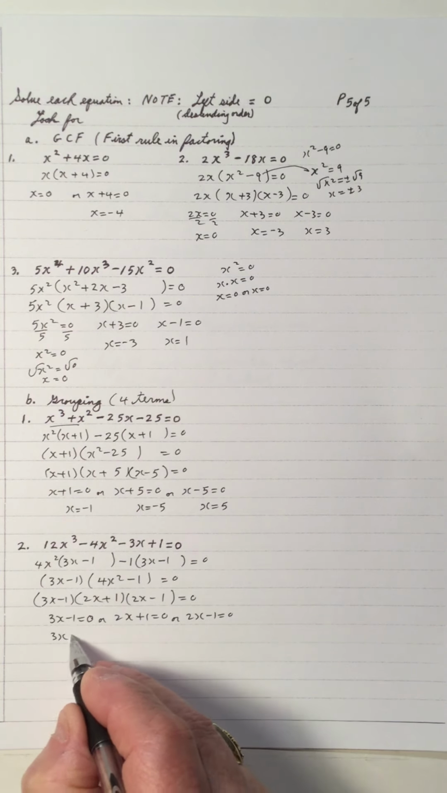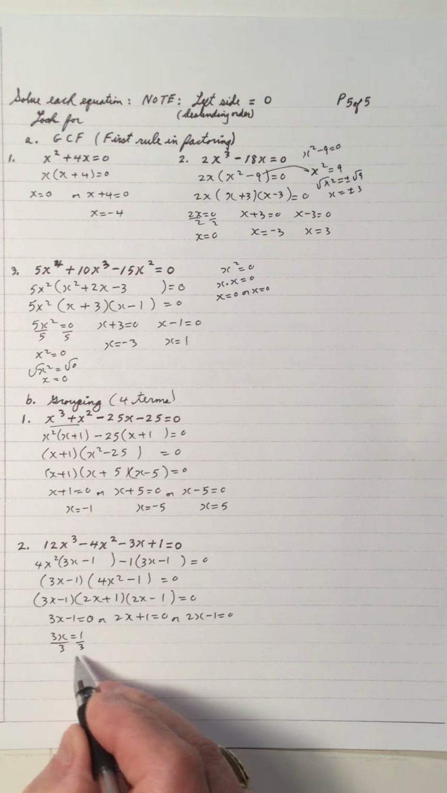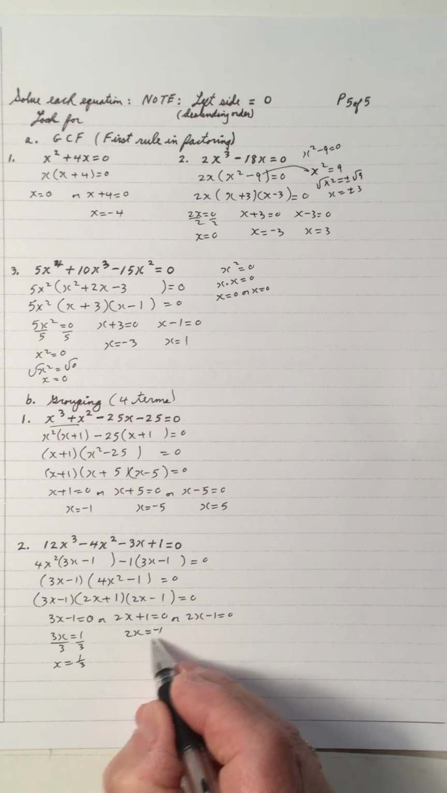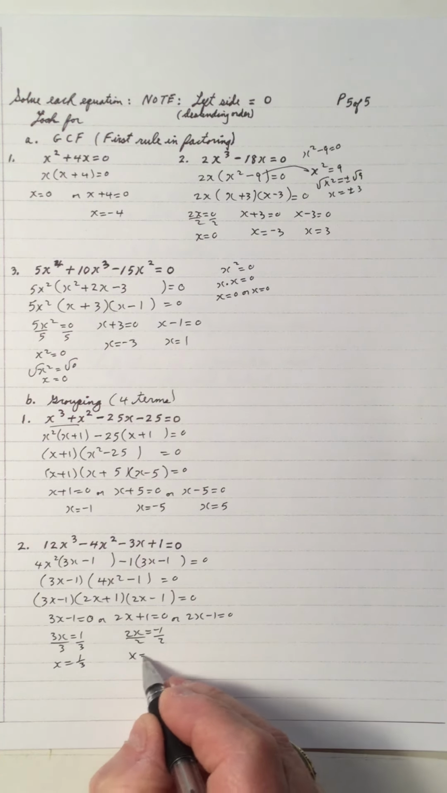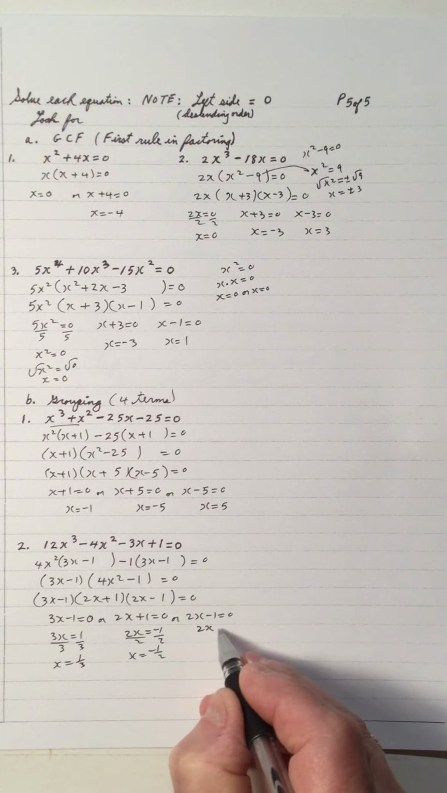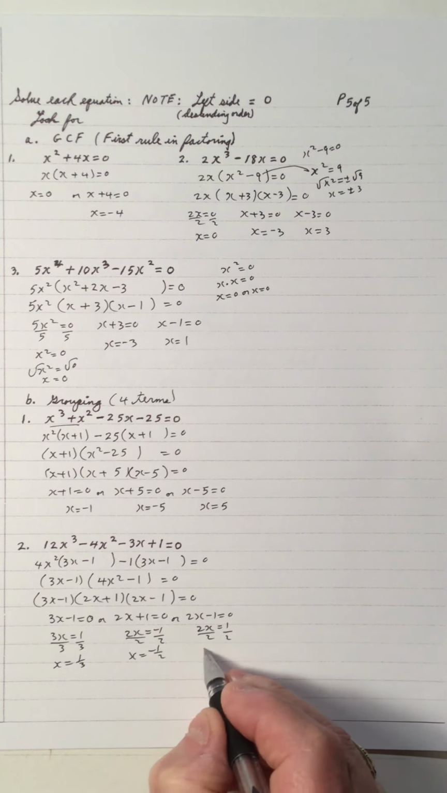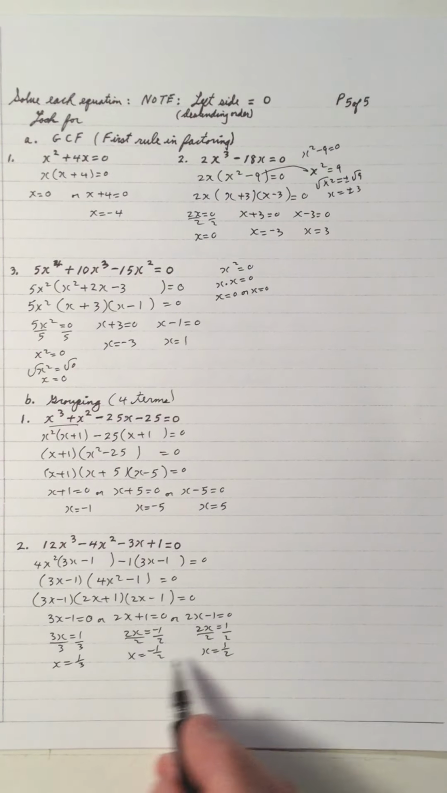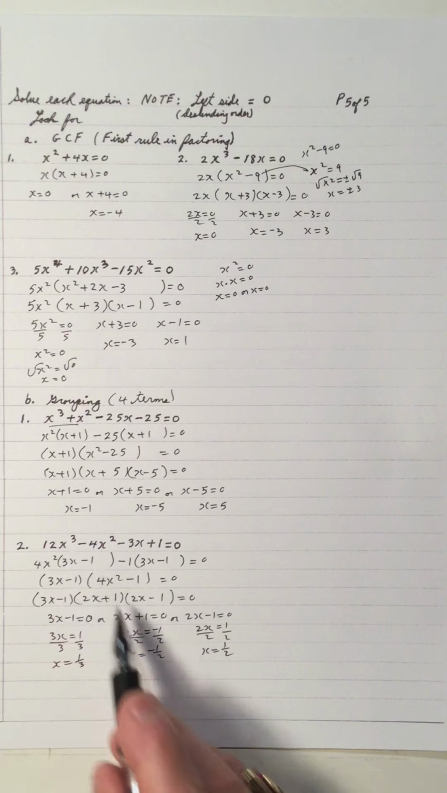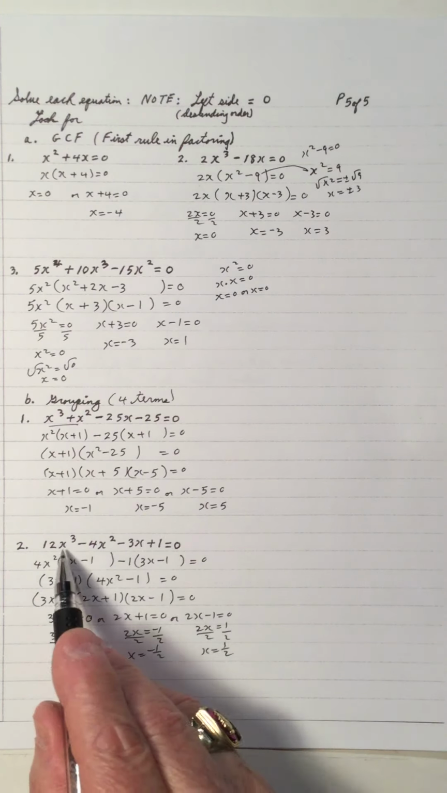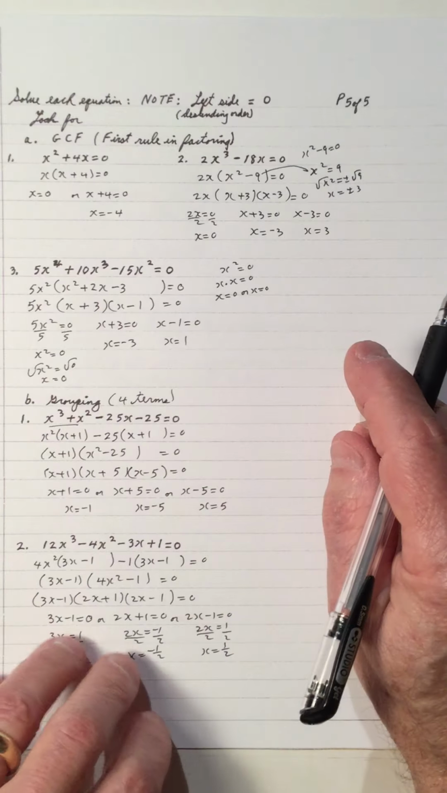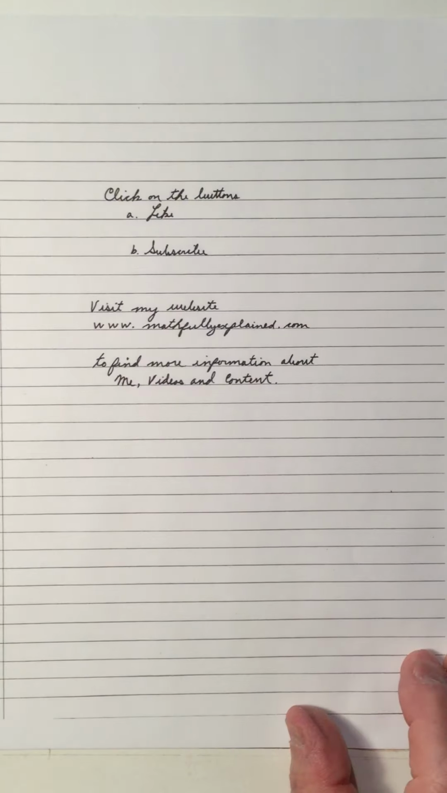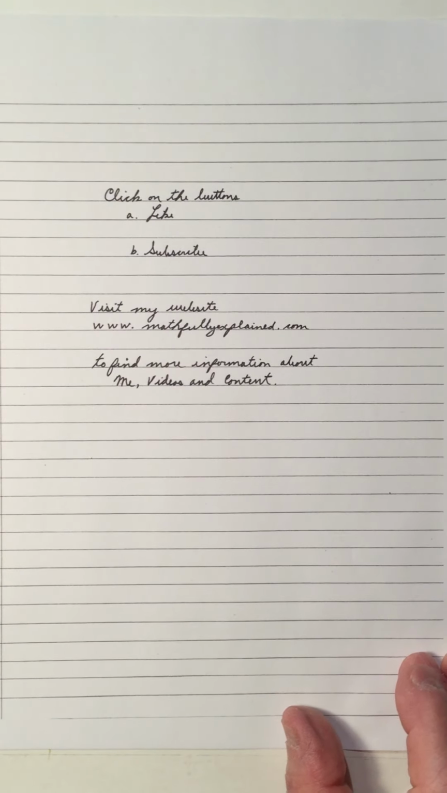So 3x equals 1, divide by 3, x equals 1/3. 2x equals negative 1, divide by 2, x equals negative a half. 2x equals 1, divide by 2, x equals positive a half. And so there's the 3 roots that will make this true. Any one of these roots subbed in here will make the equation equal to 0. So that's a review of factoring that you need to do, again, the cubics, the quartics, the quadratics that we're going to do next.